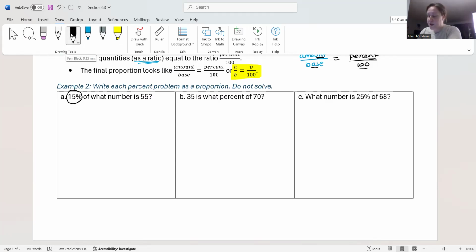So we have 15% of what number is 55? Hopefully you remember that when you're dealing with really basic statements like this, the word of is typically going to mean multiply, and the word is will generally mean equals. And what is the missing piece?